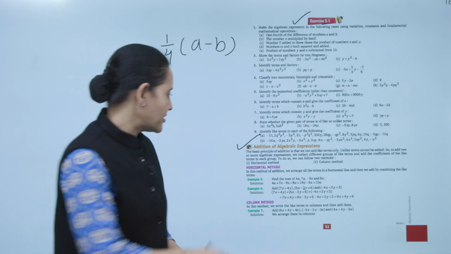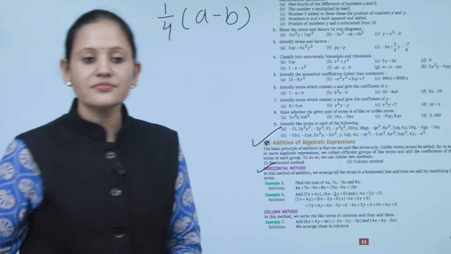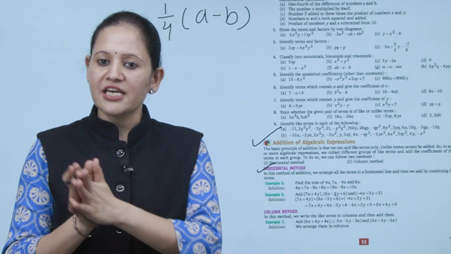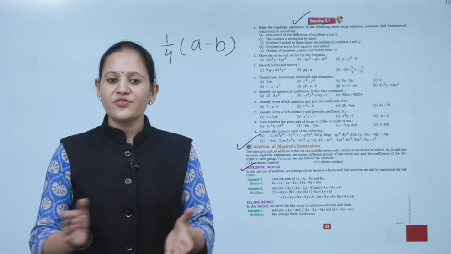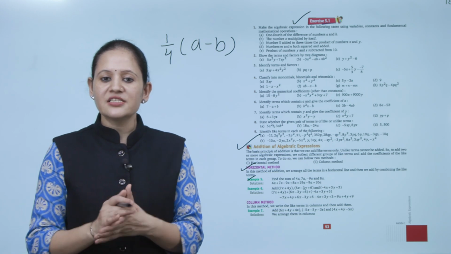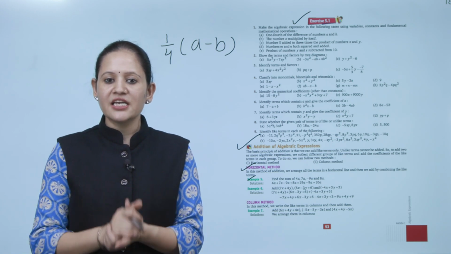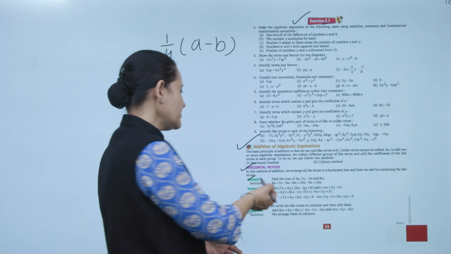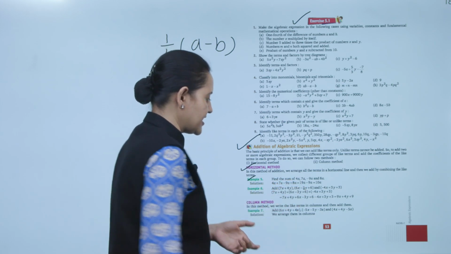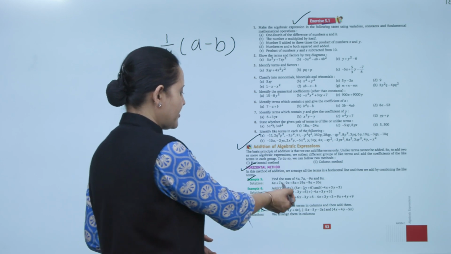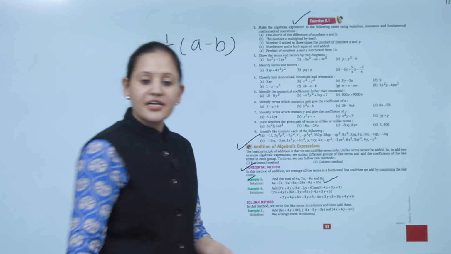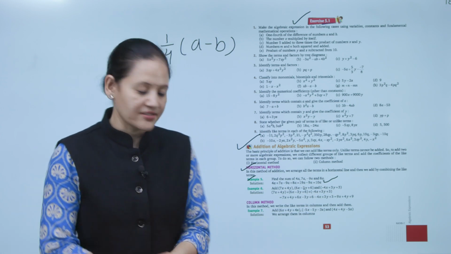First is horizontal method. In this method of addition, we arrange the terms in a horizontal line and then add by combining the like terms. So we'll take one example. Find the sum of 4a, 7a, minus 9a and 8a. So we'll add them: 4a plus 7a minus 9a plus 8a. So 4a plus 7a plus 8a is 19a, minus 9a, that is 10a. Clear?